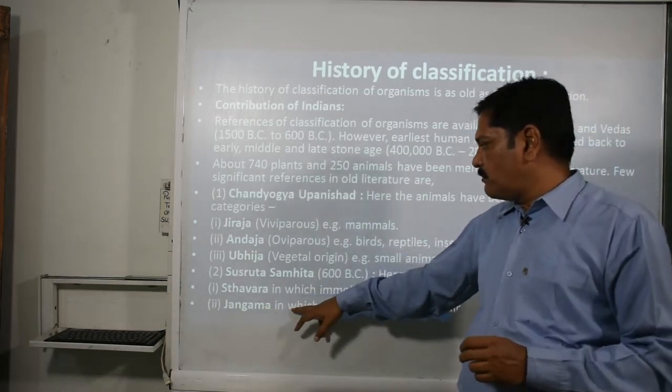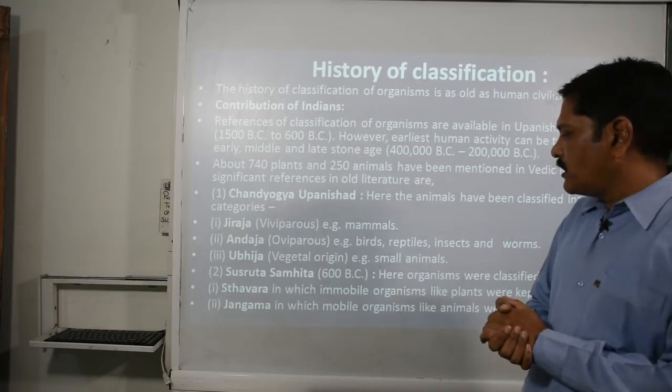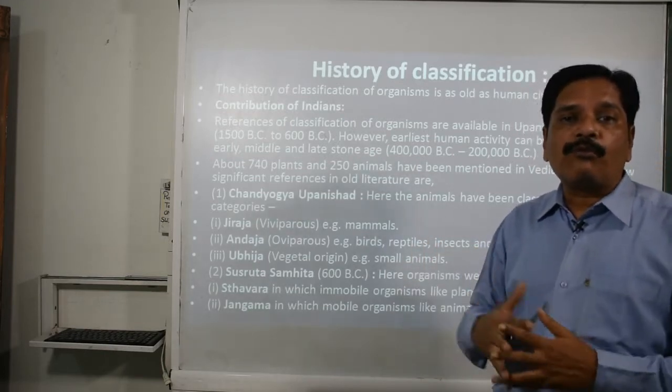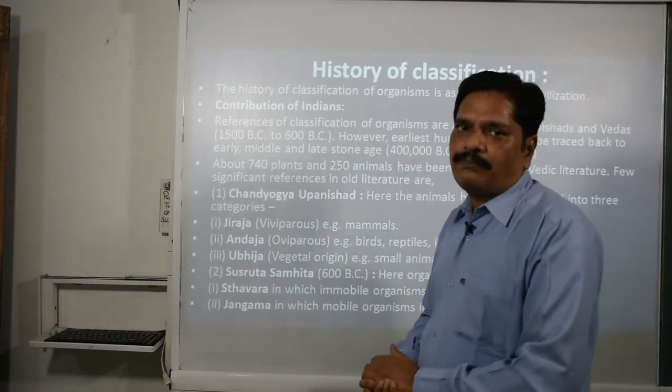And the second is Jangama. This Jangama is the category of organisms which are mobile in nature, that means who can locomote, who can move from one place to another. So all the animals are actually kept there.